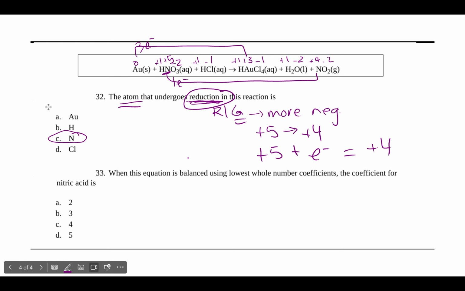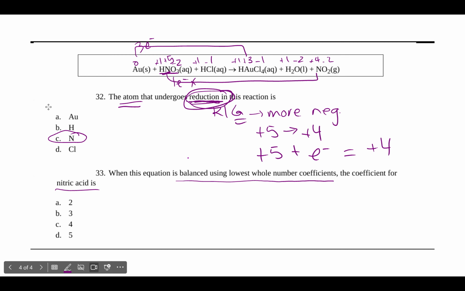So then moving on from here, oxidation numbers allowed us to see what underwent reduction or oxidation in that case. And then if you look at number 33, and it says when the equation is balanced using lowest whole number coefficients, then what is the coefficient in front of nitric acid? So now that we have that, we want to keep going with balancing.